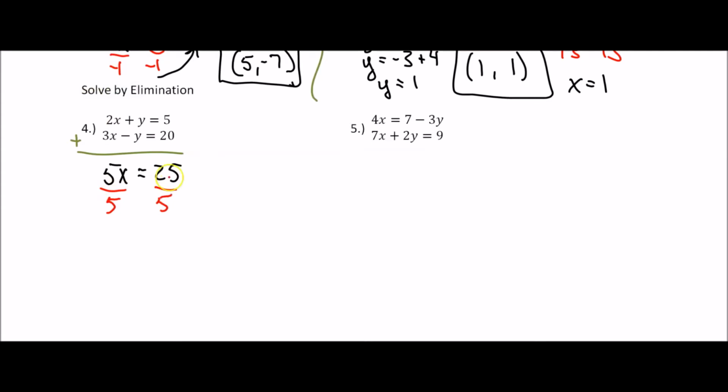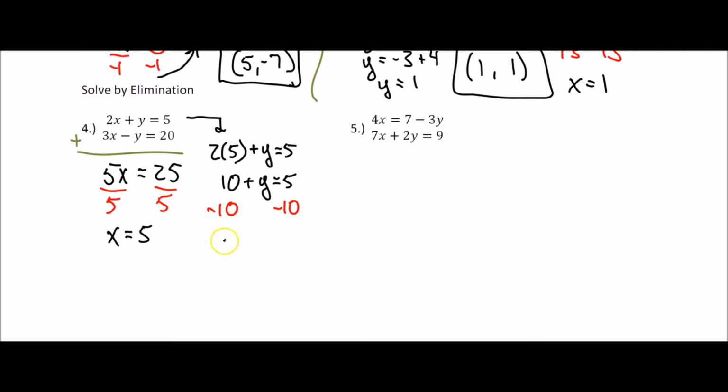All right. Some of these other ones, we might have to do a little bit of work to get them to cancel. So I get an x value of 5. I'm not done yet. I got to plug it back in. So maybe I'll plug it into this first one. And I got to subtract that 10 from each side. So I get the ordered pair 5, negative 5.